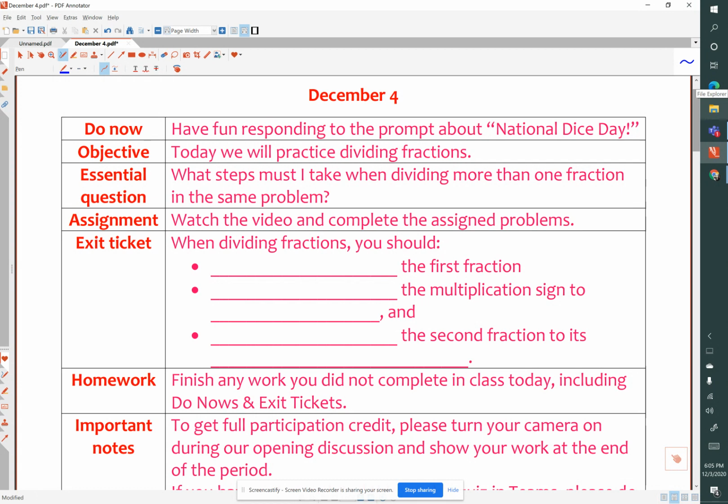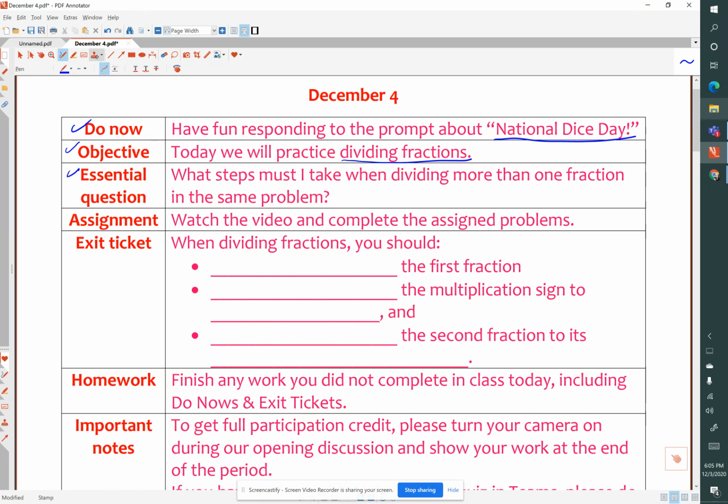For our Do Now, we want you to have fun responding to the prompt about National Dice Day. Our objective will be to practice dividing fractions. I want you so good at fractions when you go to algebra next year. Your teachers are going to be so impressed.